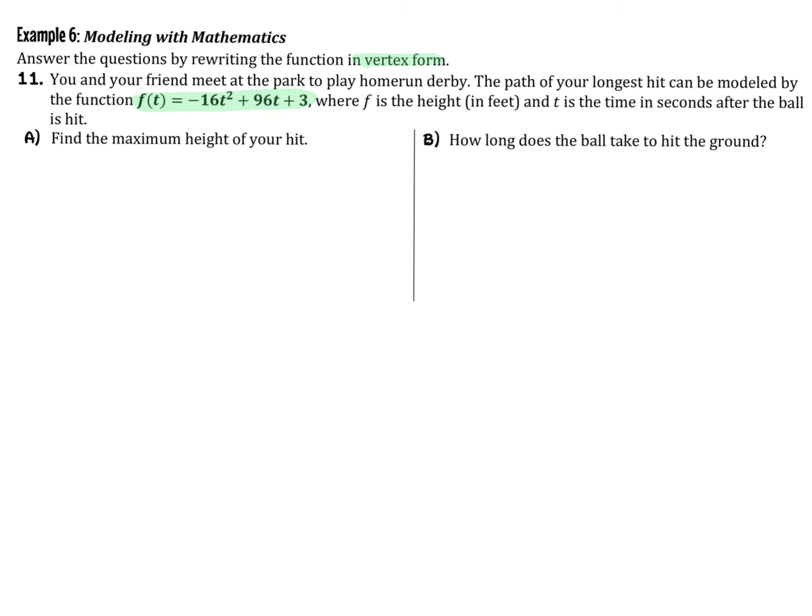So before I even really get into this, I want to identify what we're being asked for. The maximum height, we know from previous chapters, is asking us about the y value of the vertex. How long does it take to hit the ground is asking us to look at when the height of the ball is 0, meaning what values of x or t in this case would make the height, or f of t, equal 0.